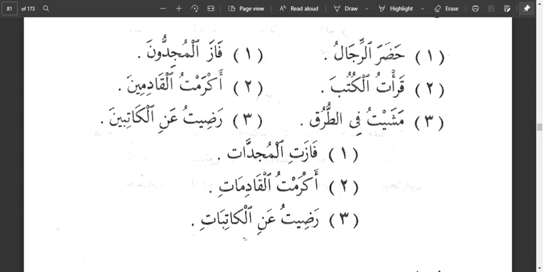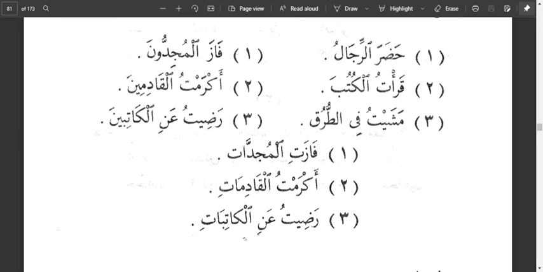So the next one, akramtul qadimat. The singular is qadimun. Then adding alif and ta, we get our jamu muannas as-salim. So akramtu al qadimat: I honored the female visitors. Then the last one, raditu anil katibat. The singular is katibun, just like we got for mudhakkar salim that added yaw and nun, katibin. But here we add alif and ta. We have al katibat. Raditu anil katibat: I am pleased with the female writers.